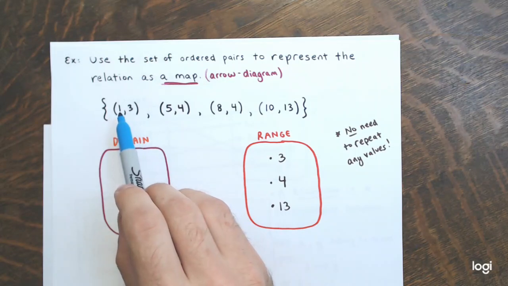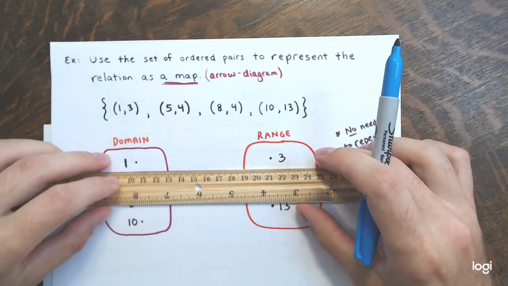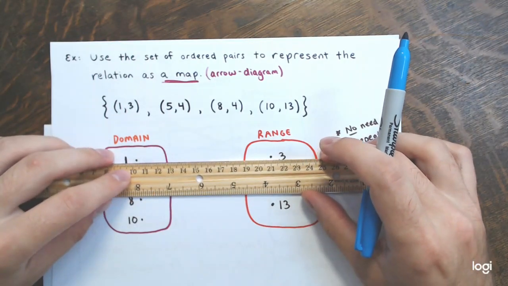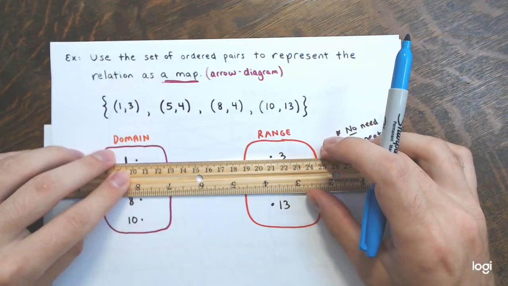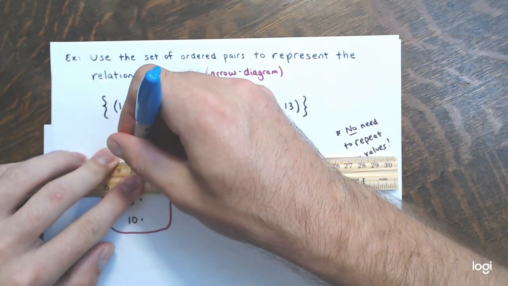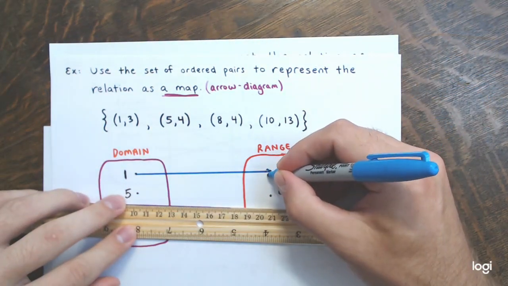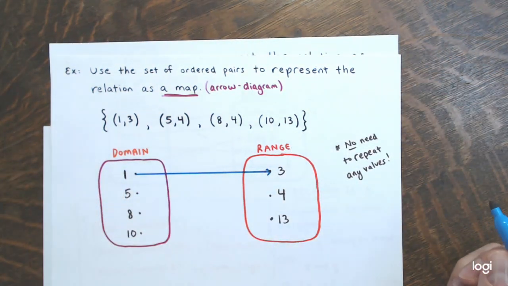That means 1 from the first set corresponds to 3 from the second set. Now you don't need a ruler for this, but that's why I put the dots there, and make it easier for me. So 1 from the first set corresponds to 3 from the second set, little arrowhead there, and there we go. There's the relationship 1 to 3.